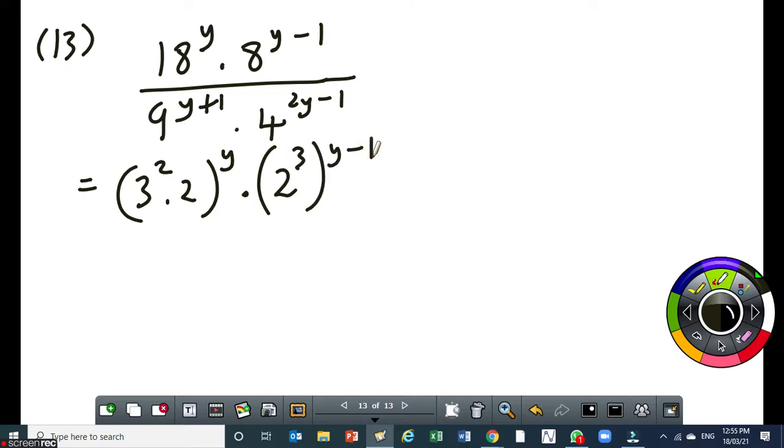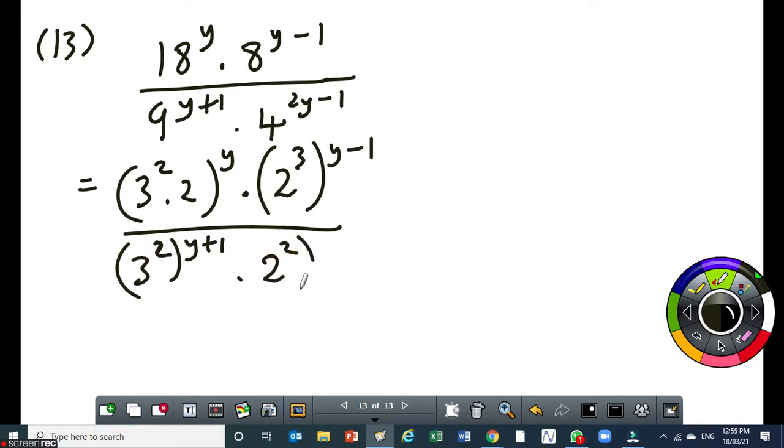Right? All over. The 9 is the same as 3 squared, all raised to the power of y plus 1, times the 4, which is 2 squared, all raised to the power of 2y minus 1. So that's the first step. Usually for this step of converting bases to prime, you will be allocated a mark. So you must know how to convert bases to prime bases.